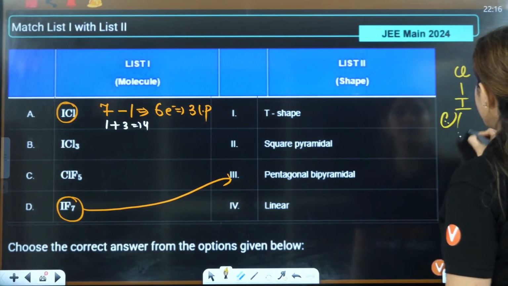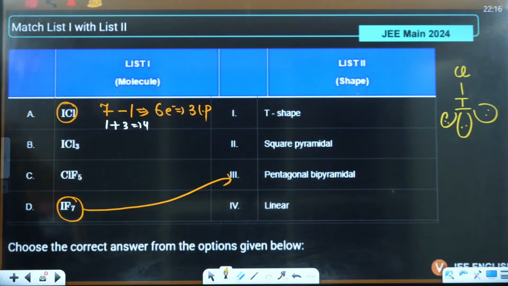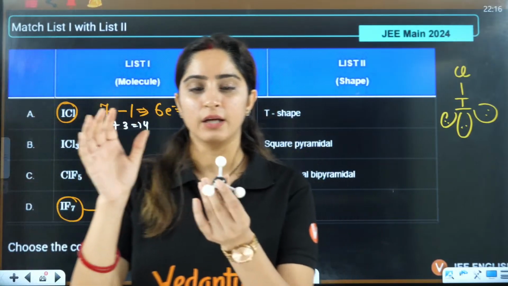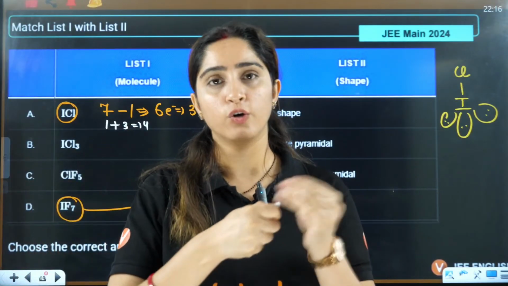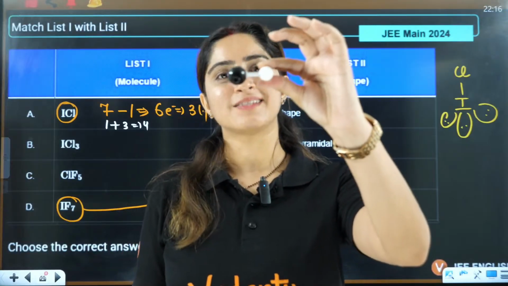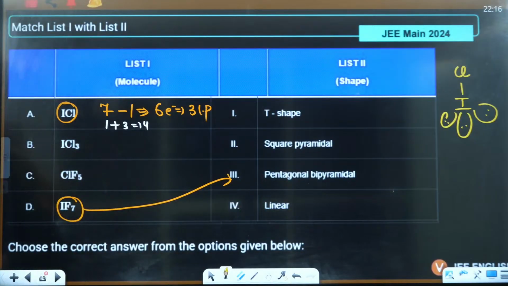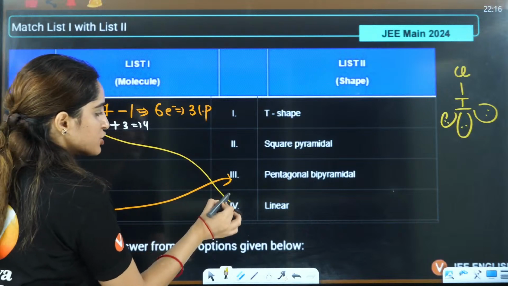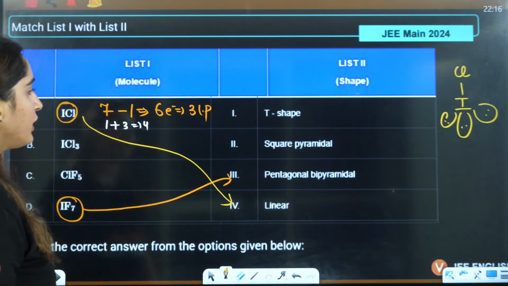structure. Why? If you talk about a tetrahedral geometry, 3 lone pairs means 1 lone pair, 2 lone pairs and the 3rd lone pair, and you are left with only this, that is linear, right? Others will be the lone pairs, so in shape we have to ignore that. So that's why this is having a linear shape, okay? That's why ICl is having a linear shape.